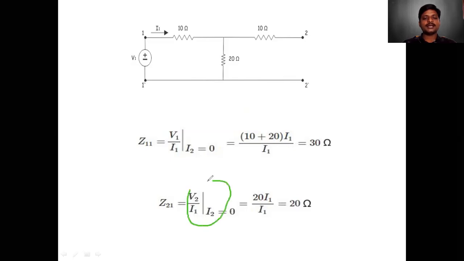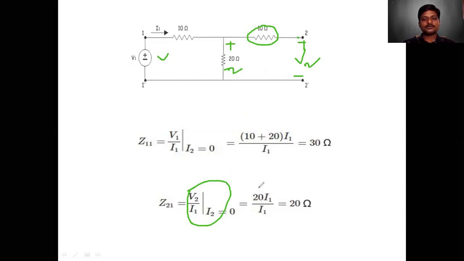Z21 means V2 by I1. Now you can see here, what is V1? V1 means input voltage. V2 means output voltage. Even if you have open circuited the output port, you still have some voltage V2. And there is no current flowing through this 10 ohm resistor. Therefore, V2 will appear across the 20 ohm resistor. So V2 is equal to the voltage across the 20 ohm resistor.